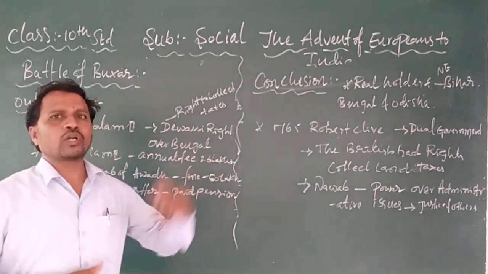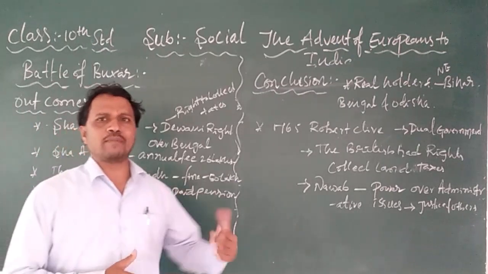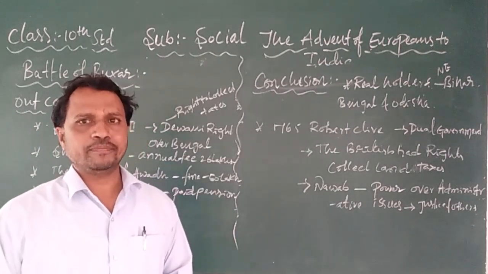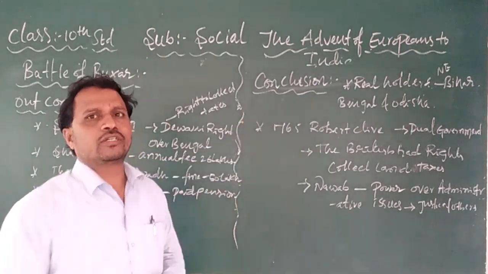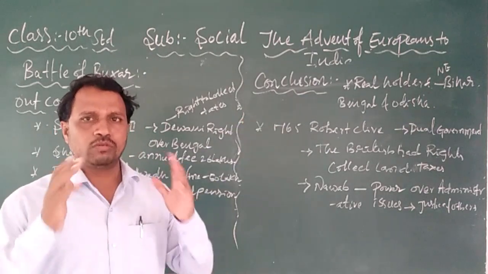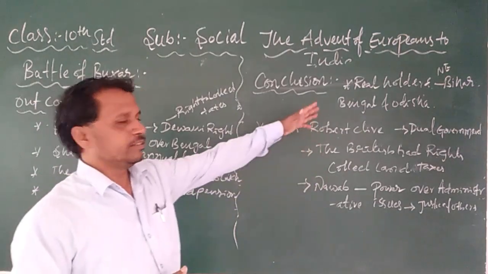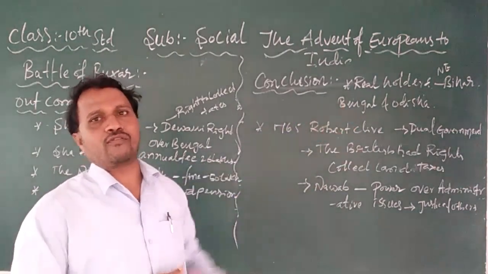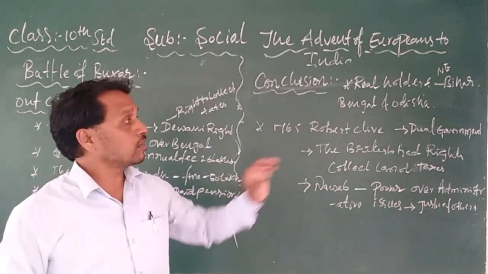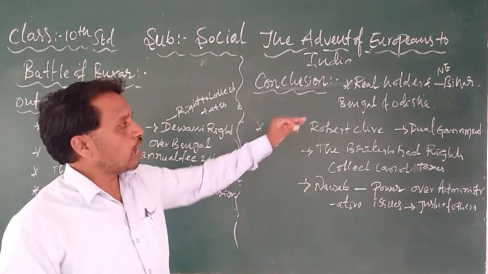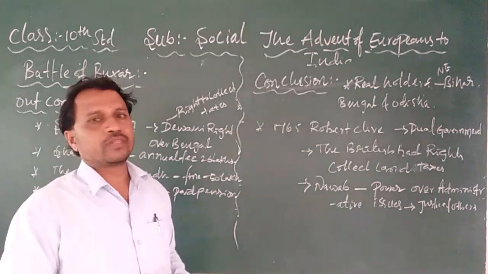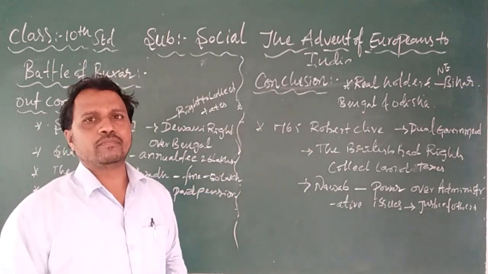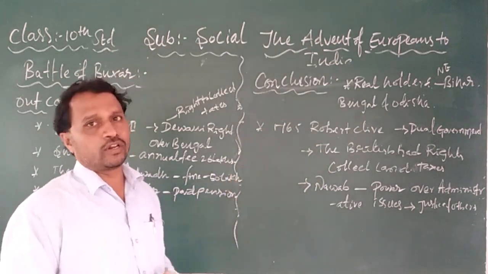So, conclusion. The time is to conclude the lesson. In the conclusion, the British, after the two decisive wars, became the real holders of Northeast India: Bihar, Bengal and Odisha. In these places, the British became the real holders.